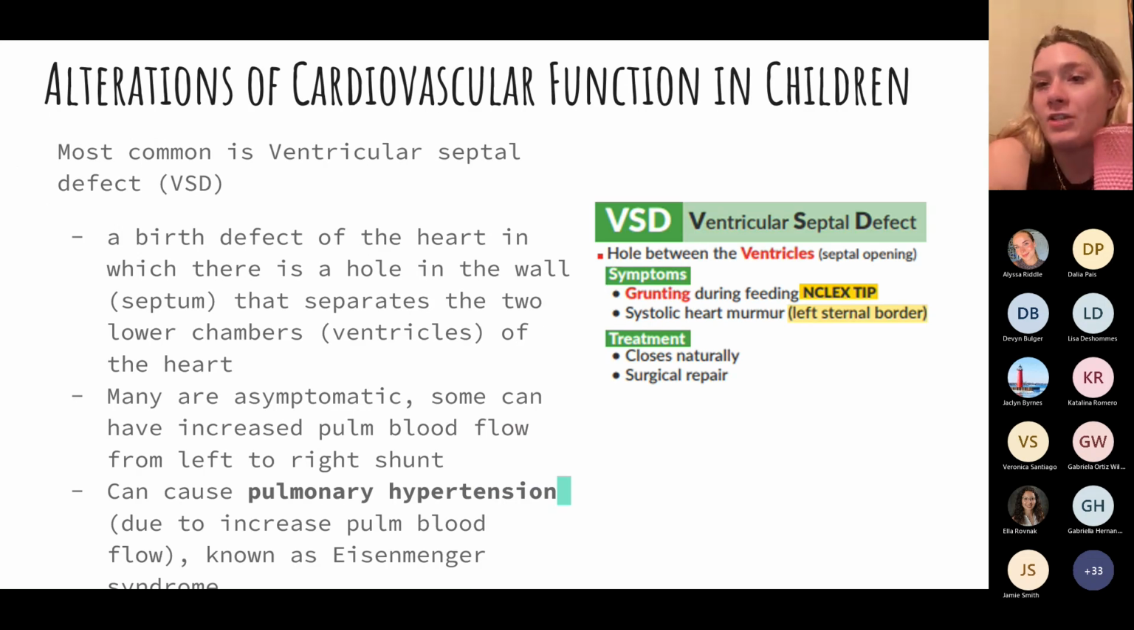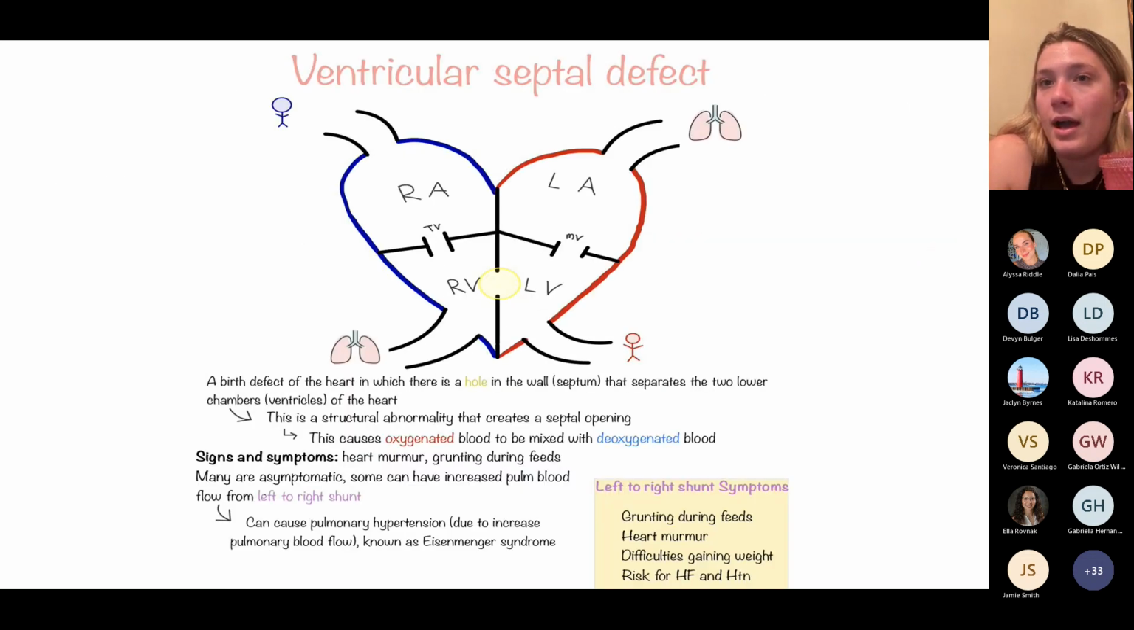So let's talk about our pediatric population. So our most common alteration is our ventricular septal defect. Essentially, there's a little hole in their heart that separates the 2 ventricles. Most often, it will cause pulmonary hypertension. I also drew this little photo for you guys because I think this kind of helps picture it a little bit more.